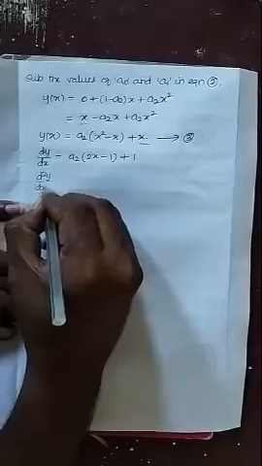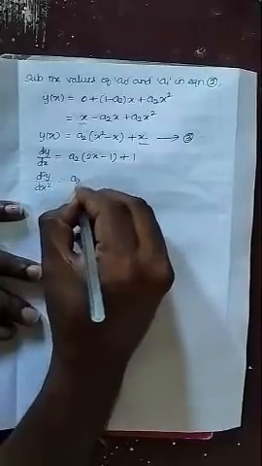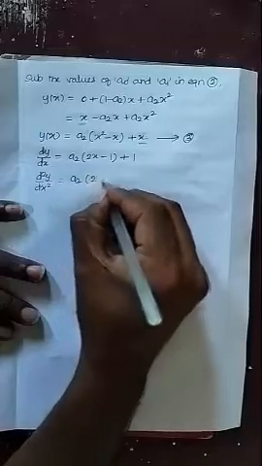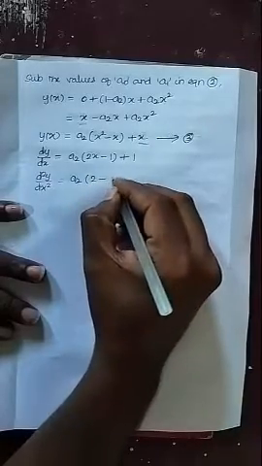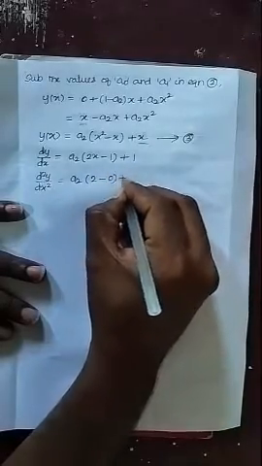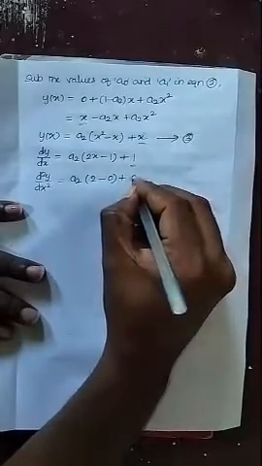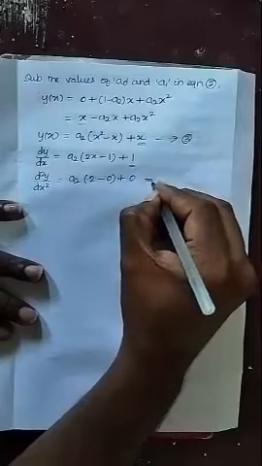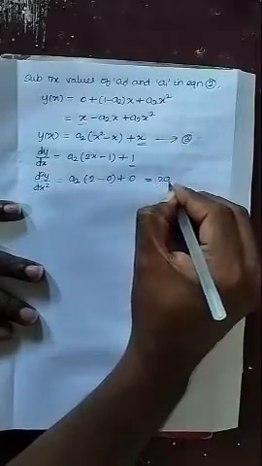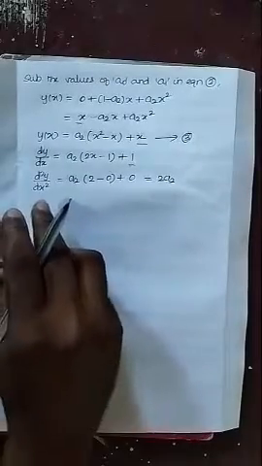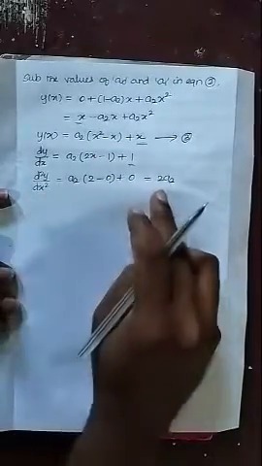Plus the differential form for x with respect to x is 1. d square y by dx square will be a2 into the differential form for 2x, which is 2, minus the differential form for 1, which is 0. Again for this one also the differential form is 0. So this can be simplified as 2 into a2. So here we have the expression as d square y by dx square is equal to 2a2.